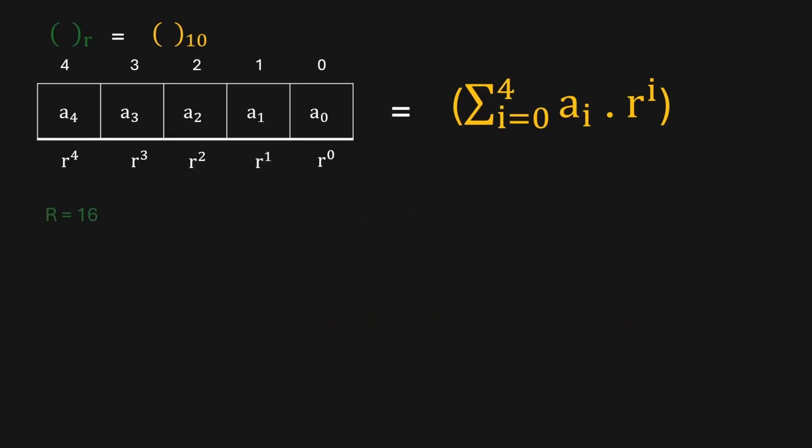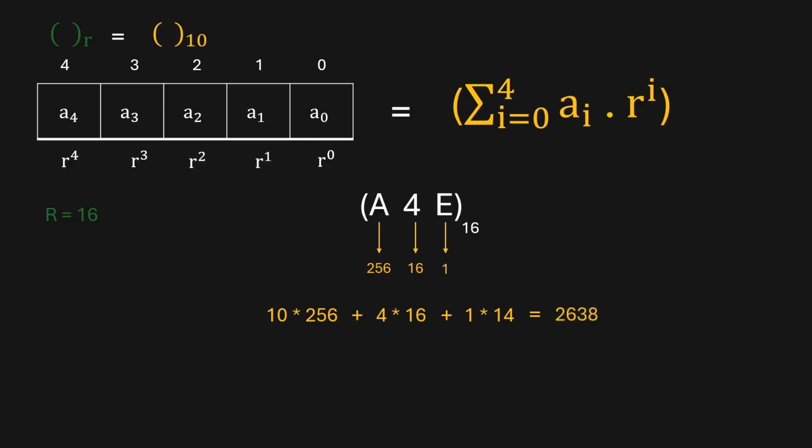Suppose R equals 16 and we have a number A4E whose positional values are 1, 16 and 256. As I mentioned, the sum of Ai times R to the power i gives the result in base 10. That is 10 times 256 plus 4 times 16 plus 14 equals 2638 in base 10.